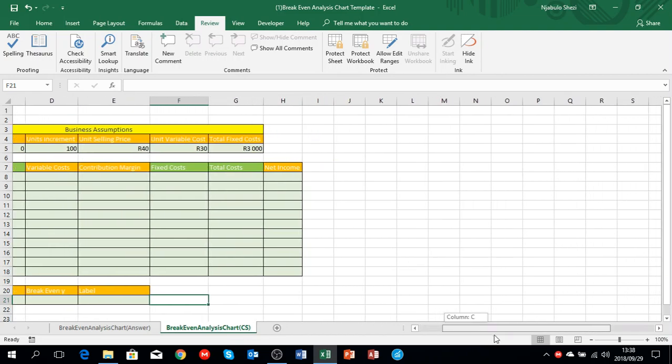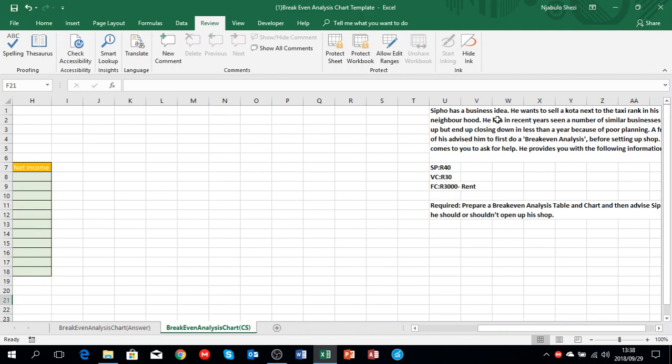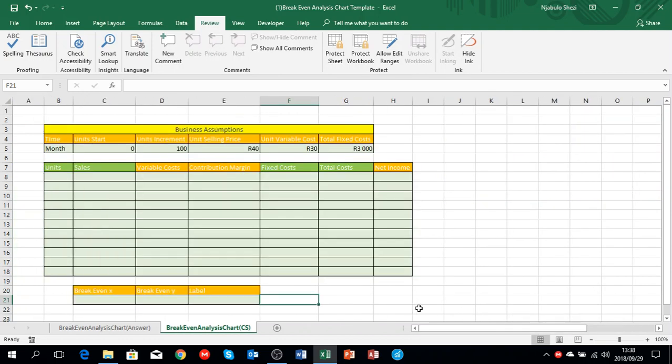Maybe just before I read the scenario, let me first explain what's going on here, guys. So of course, as I mentioned earlier on, we have the set of our business assumptions. What I decided to do, guys, was to prepare this break-even analysis exercise over a monthly period. I did that because it's much easier to understand, and it's very tedious to prepare one over a yearly period.